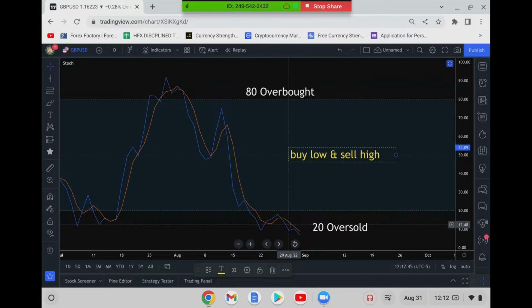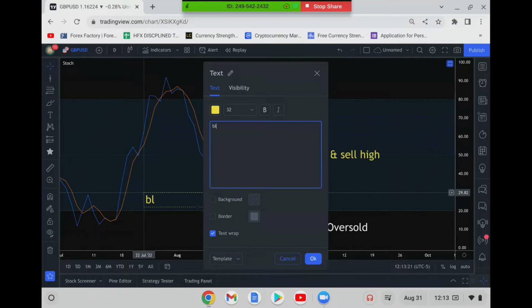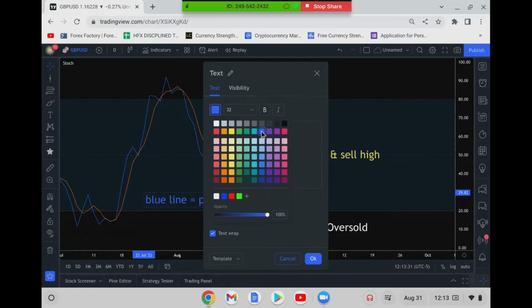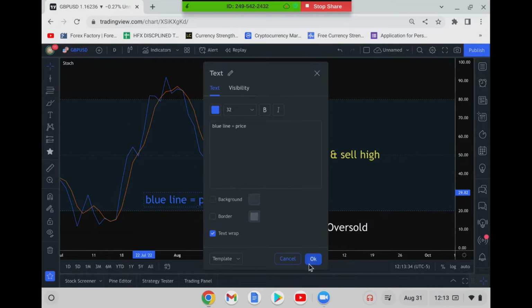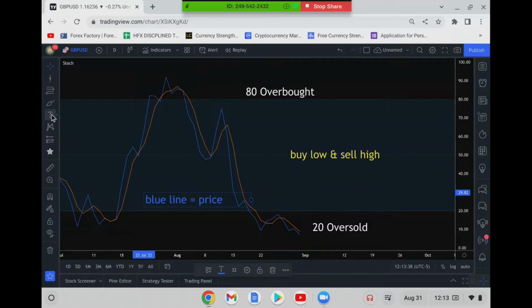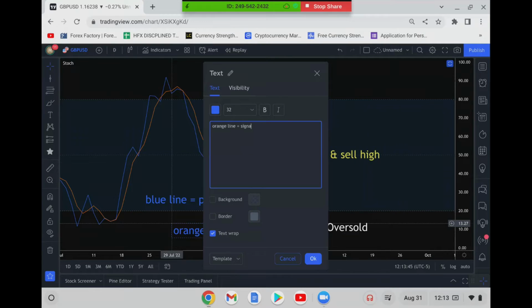So currently we see we have our stochastic in the oversold area. So we can actually expect for price to start to buy soon. So I just want to go ahead and point out these two lines next. So we're going to have very similar to the MACD. Our blue line is going to represent price. And then we have our orange line, which we're going to also call our signal line, because when our blue line crosses the orange line, again, that is going to be a signal for us to enter a trade.